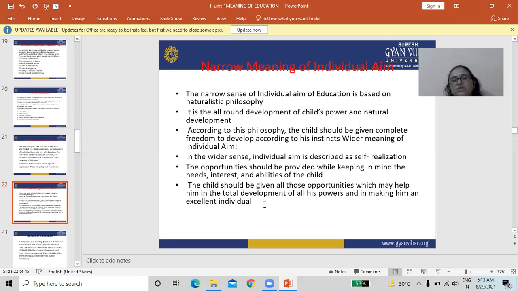Wider meaning of the individual aim. In the wider sense, individual aim is described as self realization. The opportunities should be provided keeping in mind the need, interest, and ability of the child. The child should be given all those opportunities which may help him in the total development of all his powers and in making him an excellent individual.